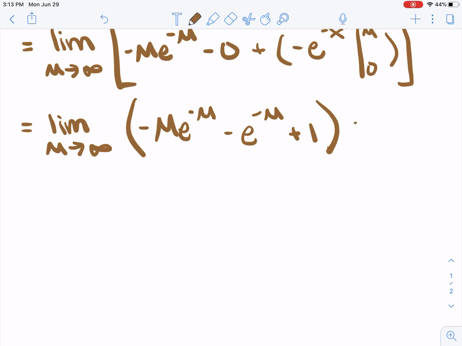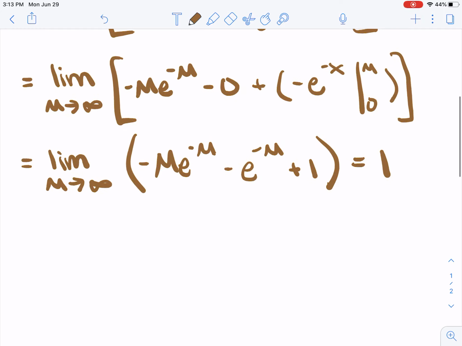So we're left with just 1, which is purely coincidentally equal to the answer in the previous example in the lecture notes. That's just a coincidence. They don't always come out to be 1, but in this case, the answer is 1.